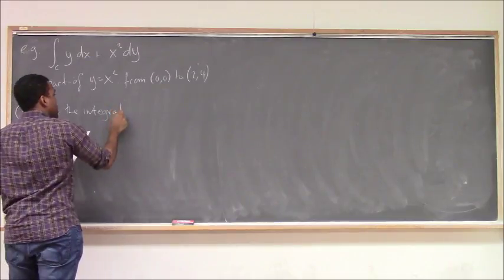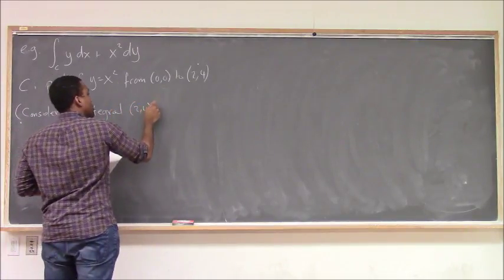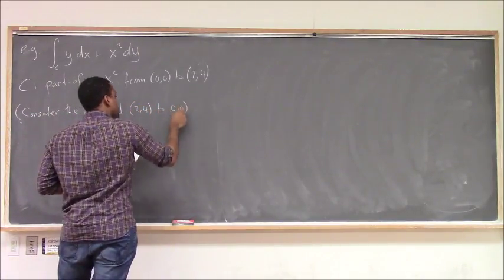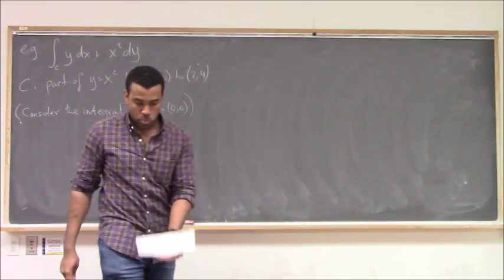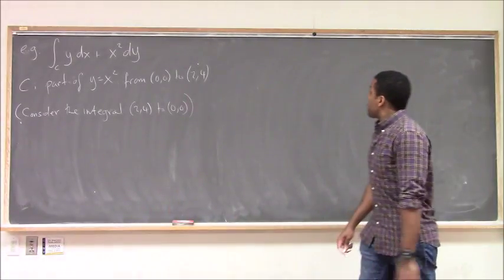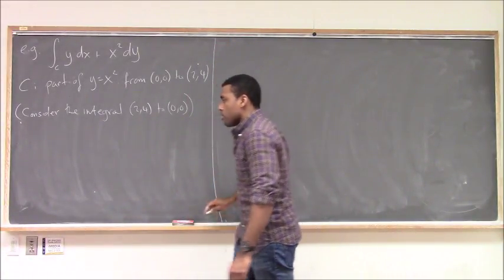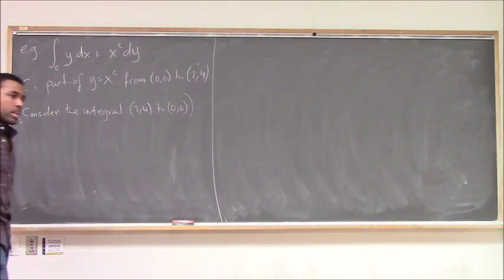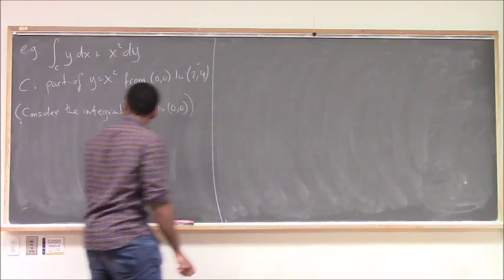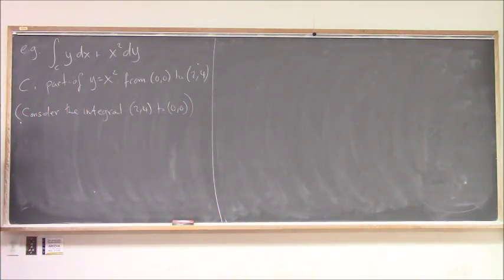Just mention a couple things about the integral going the other way, 2, 4 to 0, 0. So this is not with respect to arc length, it's with respect to x and y. Just want to remind you guys how we do this. Well, how do we do this? What do we do here? Parameterize.